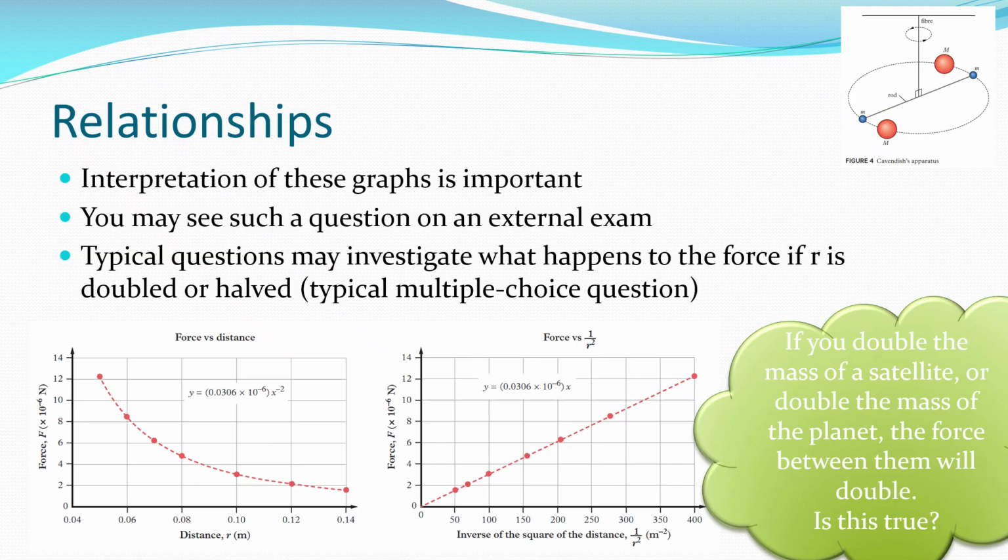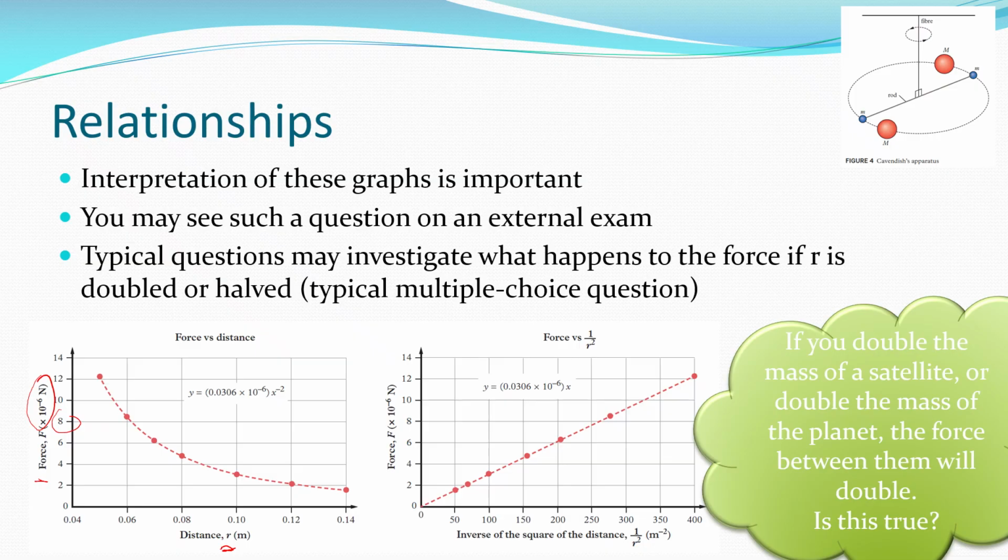All right, a little bit more about some relationships here. Don't forget, we do draw information as graphs, so it's important to understand what's on a graph. You often see these sorts of questions on the external exam. Typically, in these scenarios, you could be asked to interpret a graph. Think about this one on the left-hand side. It's force versus distance. You can't just read this number off as 8, because you have to include that it's 8 by 10 to the negative 6 newtons.